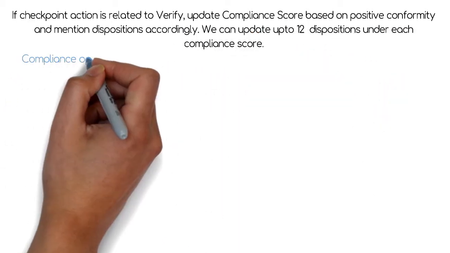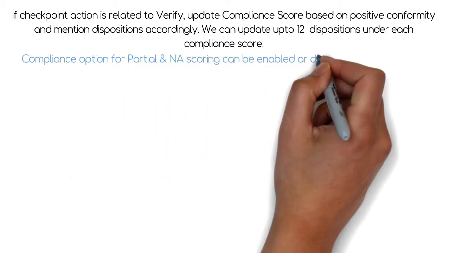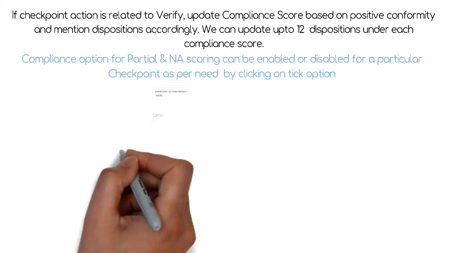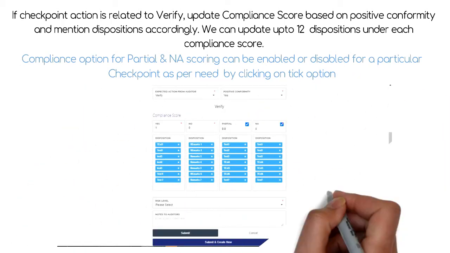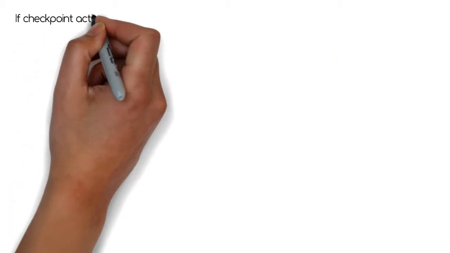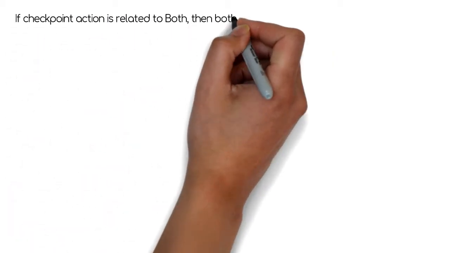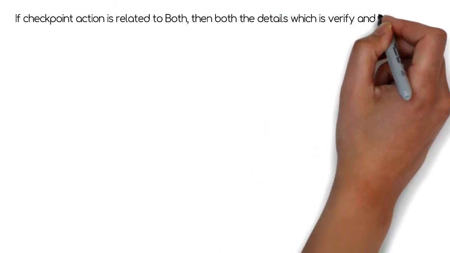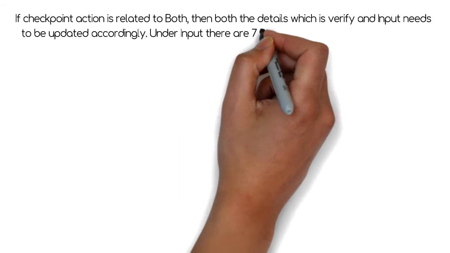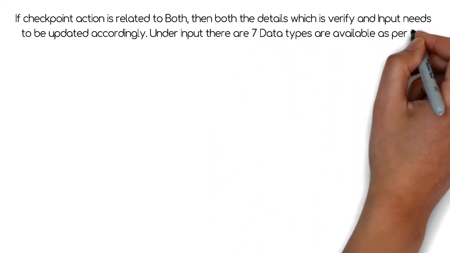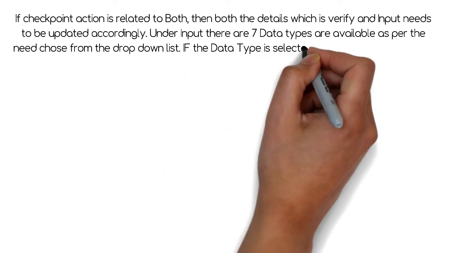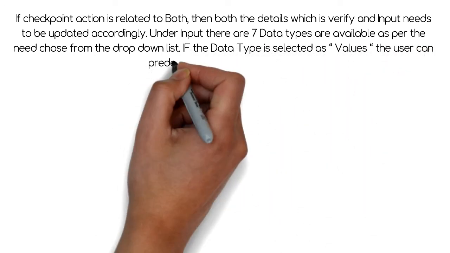The compliance option for partial and NA scoring can be enabled or disabled for a particular checkpoint as per need by clicking on the Tick option. If the checkpoint action is related to both, then both the details, verify and input, need to be updated accordingly. Under input, there are 7 data types available; as per the need, choose from the drop-down list. If the data type is selected as values, the user can predefine the data type values.